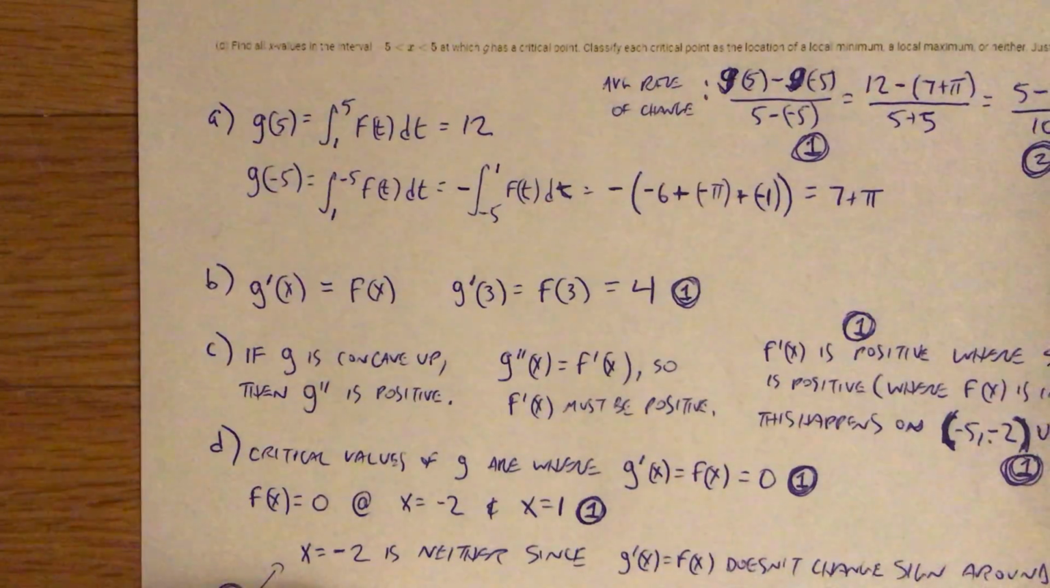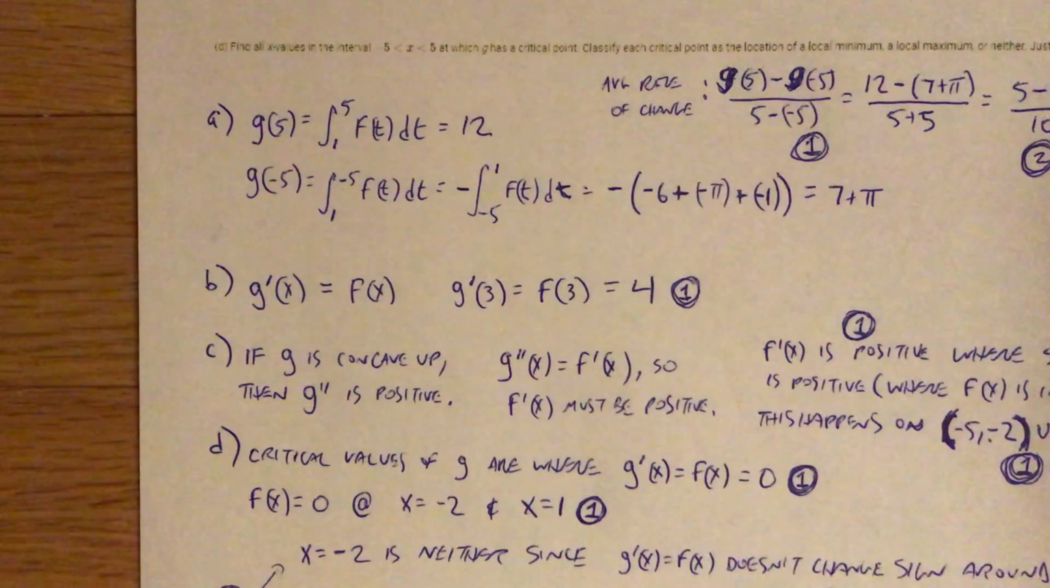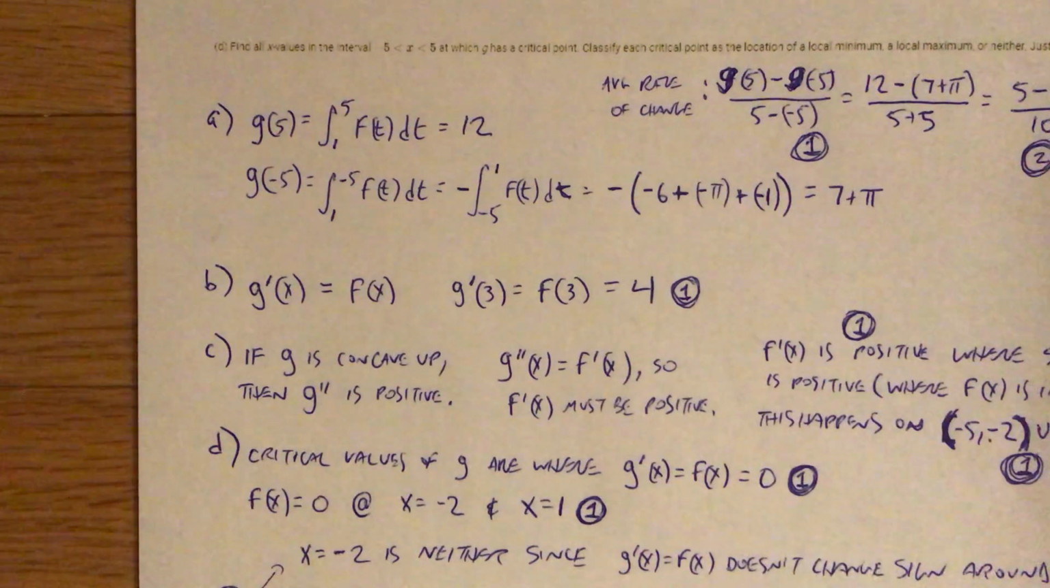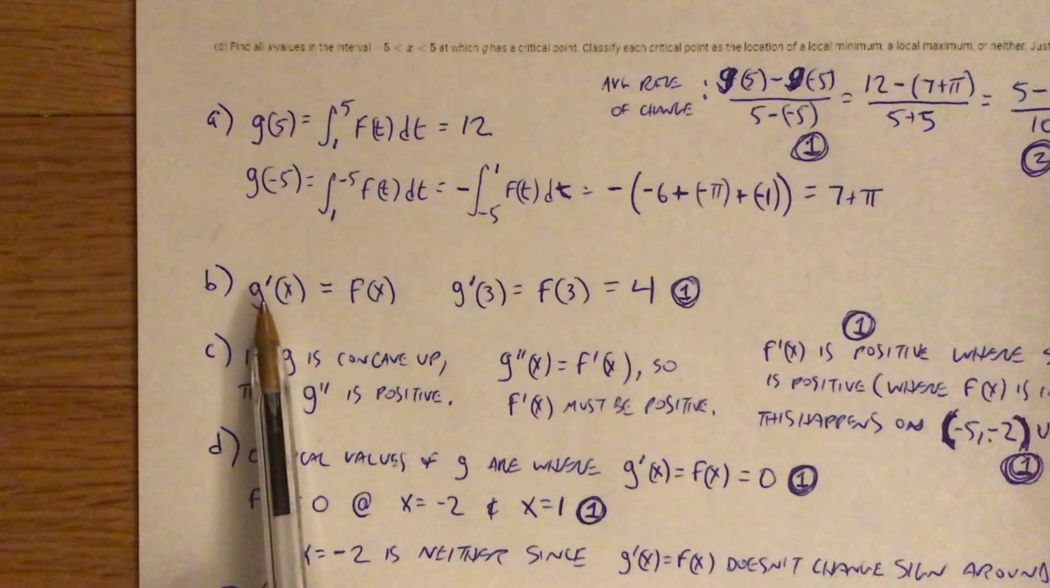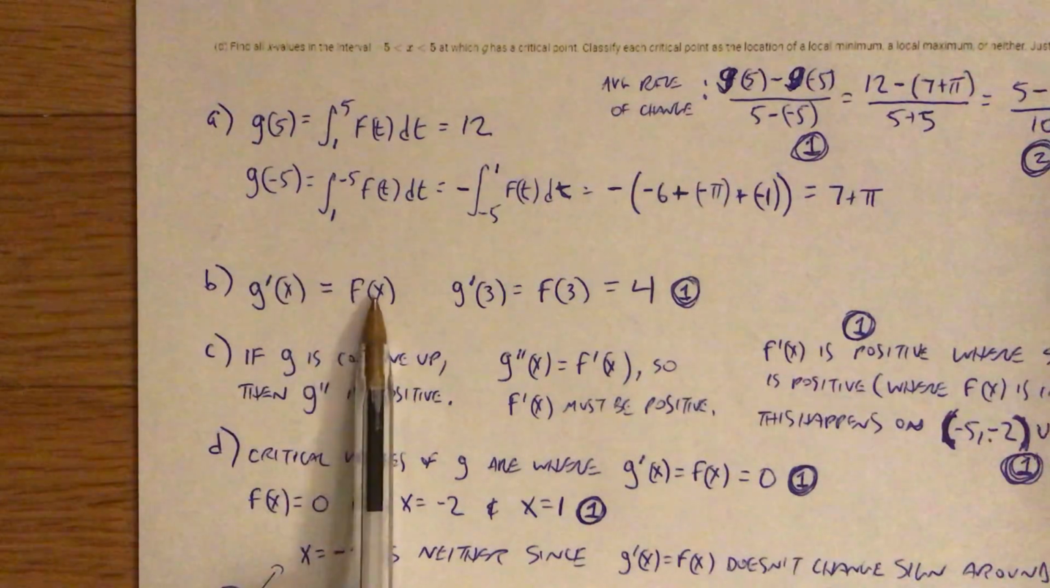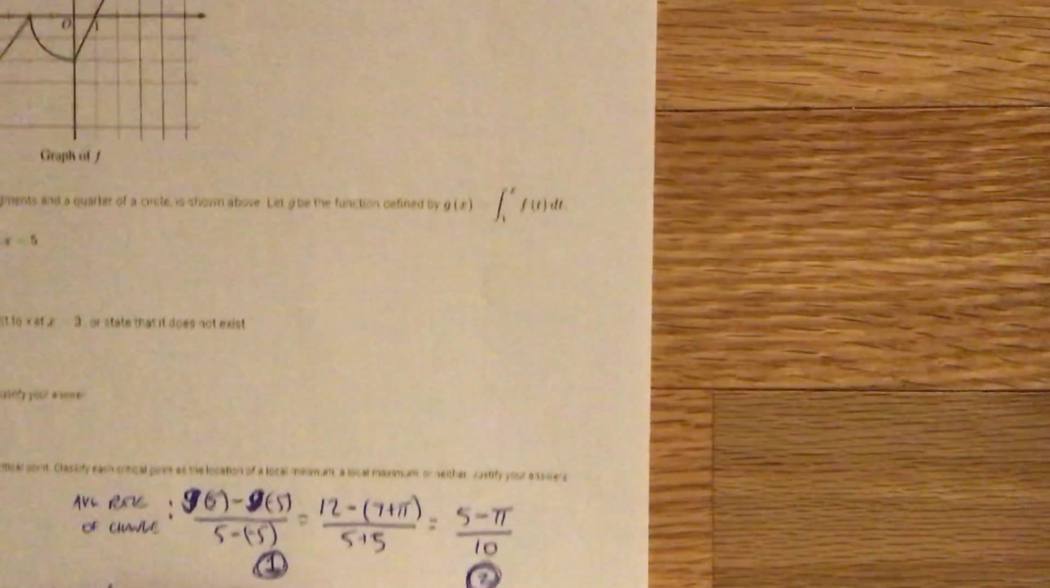All right, so let's look at part B. In part B, they're looking for the instantaneous rate of change. That's just the derivative. They want it of g at x equals 3. Well, what's the derivative of g? It's actually f of x. So remember that rule from class.